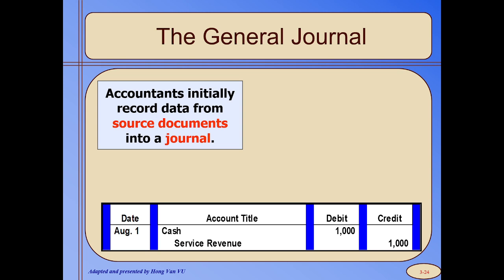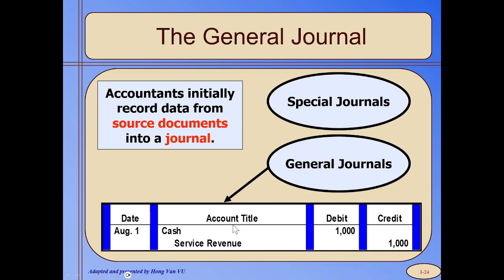Accountants initially record data from source documents into a journal. Examples of source documents include invoices, time cards, check stubs, and deposit tickets. Transactions are recorded in a journal, which is a form of record kept before they are entered into the ledger accounts. Journals are therefore called books of original entry. We can have special journals, and together they make up what we call the general journal.